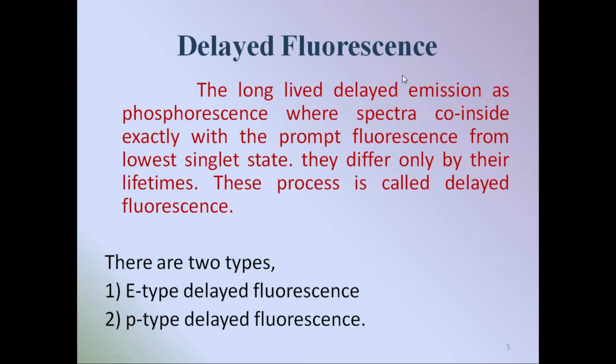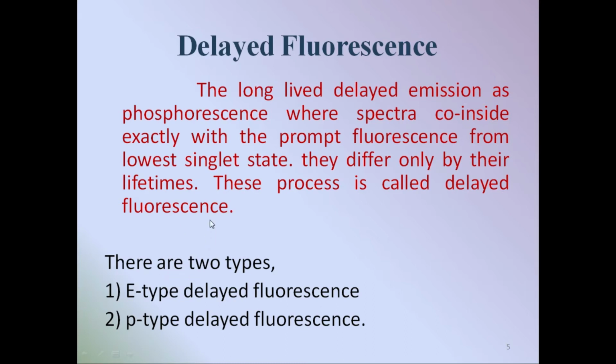So there exists one more case, which is fluorescence, but it takes more time compared to normal fluorescence, and this is called delayed fluorescence. Delayed fluorescence is a long-lived delayed emission that looks like phosphorescence, where the spectrum coincides exactly with the prompt fluorescence from the lowest singlet state. They differ only by their lifetime. This process is called delayed fluorescence.